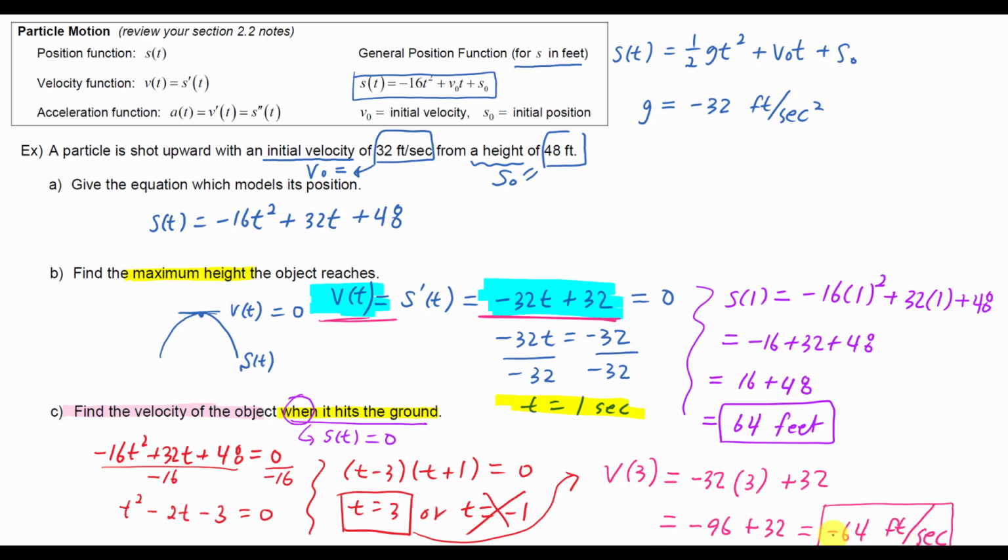And I have been asked before by students, how do you get negative 64? It's because when the ball hits the ground, the ball was coming down, not coming up. So for a moving object, when you're going up, velocity will be positive. If it comes down, it will be negative. On the axis, if a particle is moving to the right, velocity will be positive. If a particle is moving to the left, velocity will be negative.